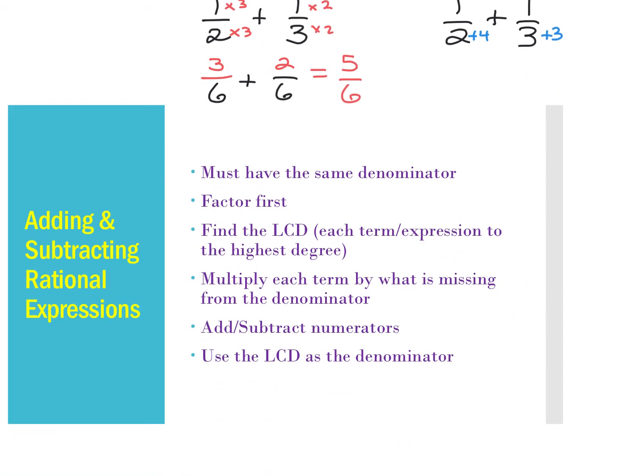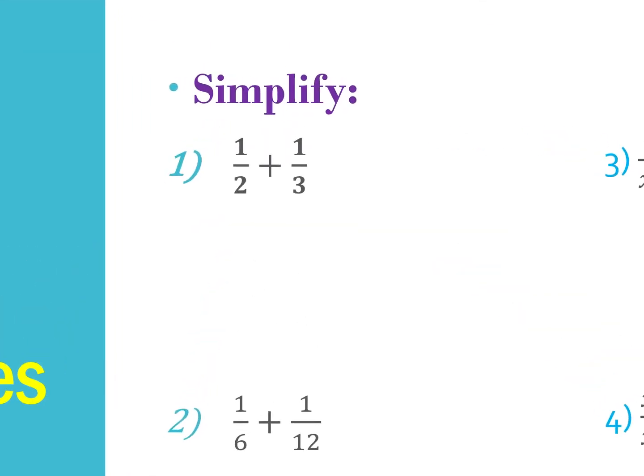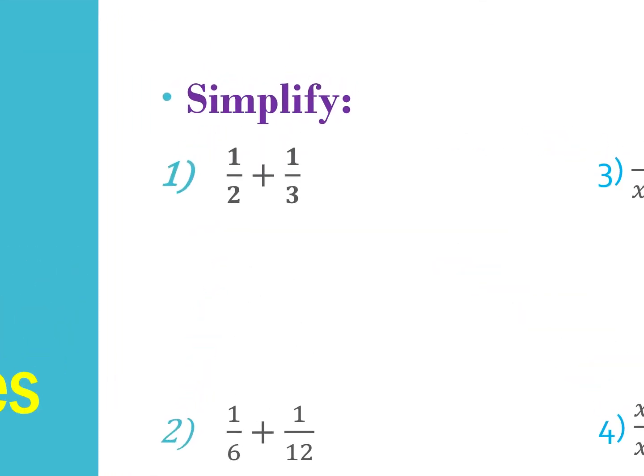So these are the steps. Again, have to have a common denominator, factor first, and then from there, we're going to see what's missing. Let's try it. Oh, here's the same one I just did. Okay, so my common denominator here is 6. So we can see that it was missing, or it needed to be multiplied by 3 for this one. And this one needs to be multiplied by 2. And then you just add the numerators only, and you get 5/6.